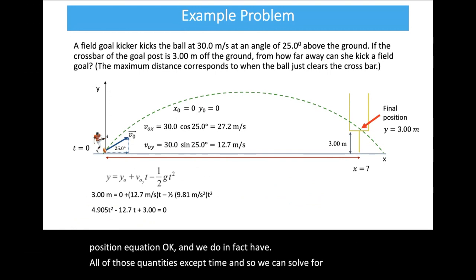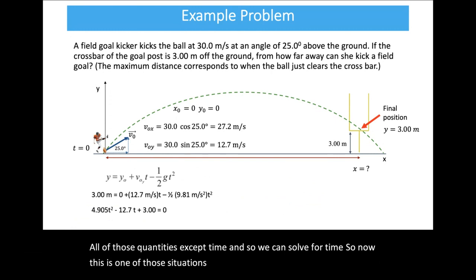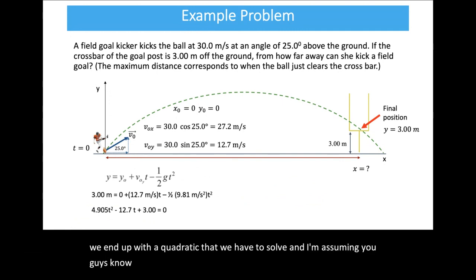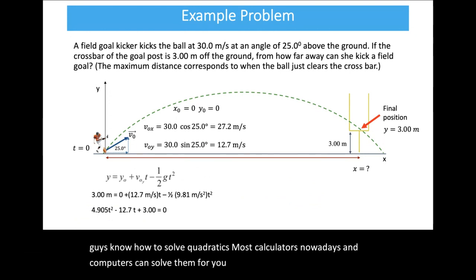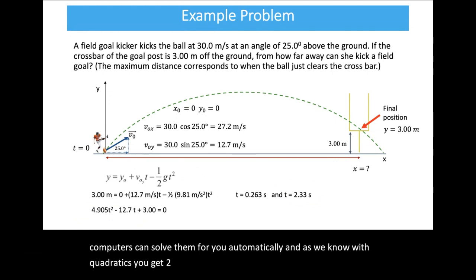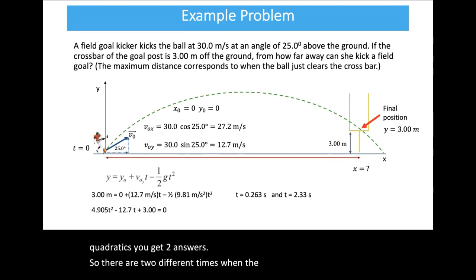Now this is one of these situations where, because this is a parabolic equation, we end up with a quadratic that we have to solve. And I'm assuming you guys know how to solve quadratics. Most calculators nowadays and computers can solve them for you automatically. And as we know, with quadratics, you get two answers. So there are two different times when the ball is at height 3 meters.